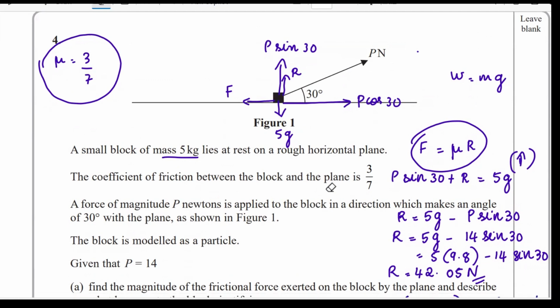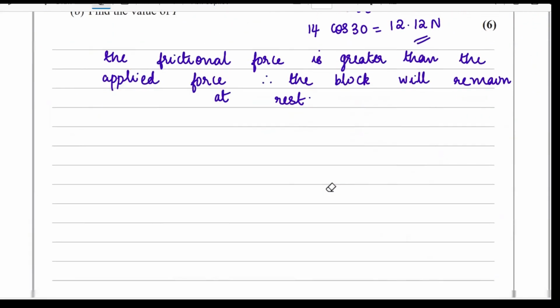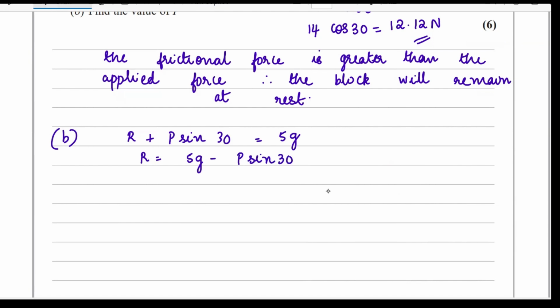So R is equal to, we know the forces, I'm going to equate the forces acting vertically. R and P sine 30 are the forces acting up. 5G is the force acting downwards. So for the B part, R plus P sine 30, those are the two forces acting upwards, is equal to 5G. So this is the new value for R: P sine 30 goes to the other side, it becomes 5G minus P sine 30. This is by equating the forces acting vertically.